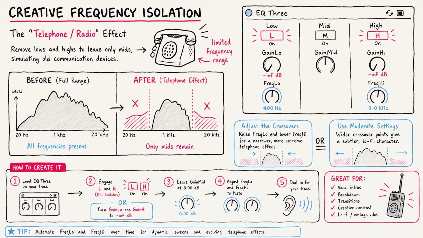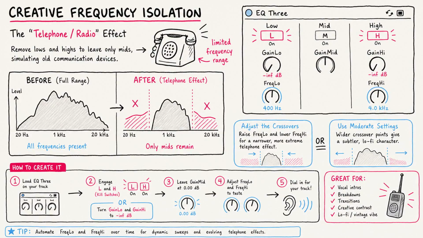Beyond performance, EQ3 excels at creative frequency isolation effects. The telephone or radio effect, killing lows and highs to leave only mids, simulates the limited frequency response of old communication devices. This works particularly well on vocals for intro sections, breakdowns, or creative contrast within a track. To create this effect, engage the L and H kill switches, or turn GainLo and GainHi to minimum while leaving GainMid at unity. Adjust FreqLo and FreqHi to taste.